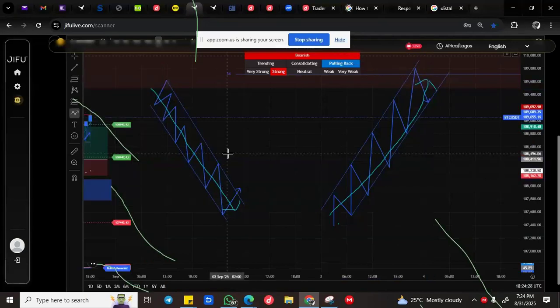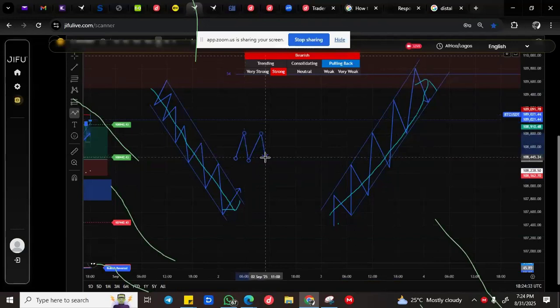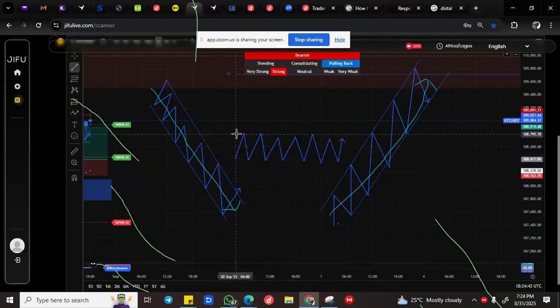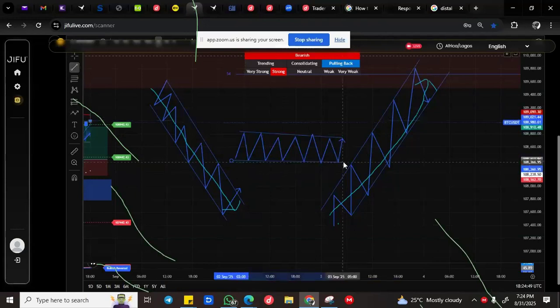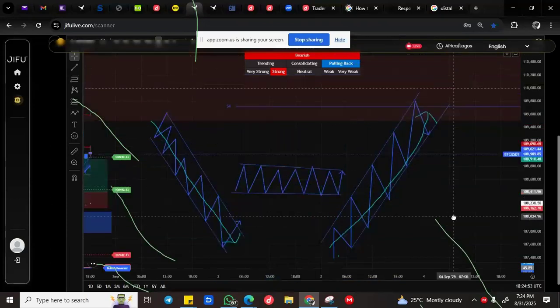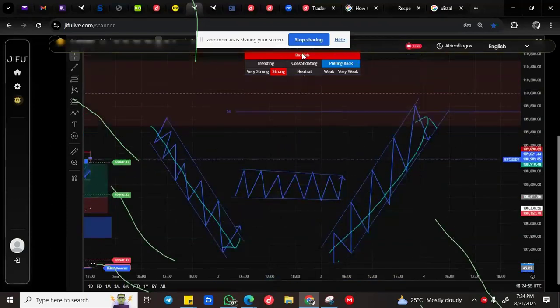If this is going like this, just sideways, it's called a sideways market, or a choppy market, or a consolidating market. Now, if you use a trend line, you will see that it is not indicating a trend to the upside or a trend to the downside. It's just there consolidating.